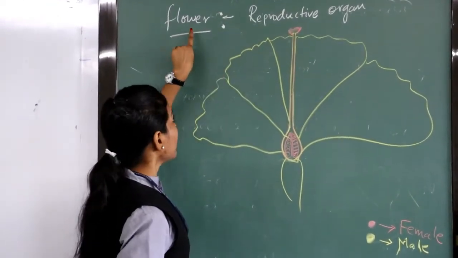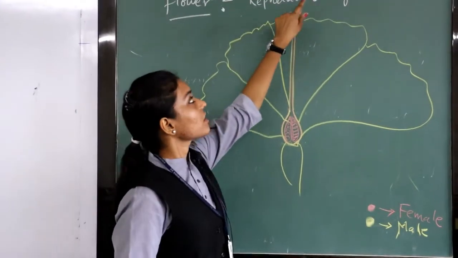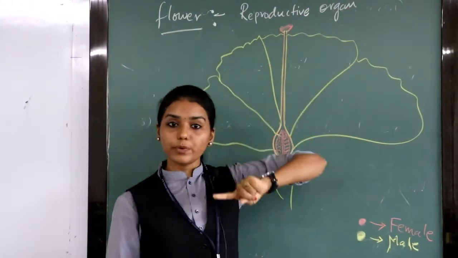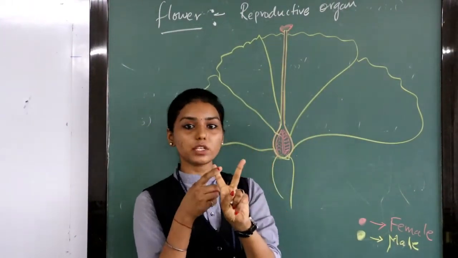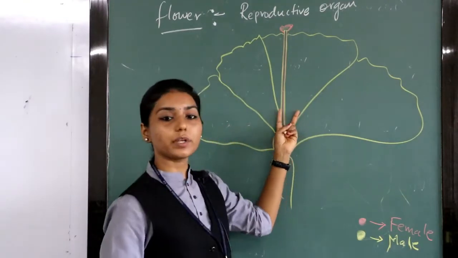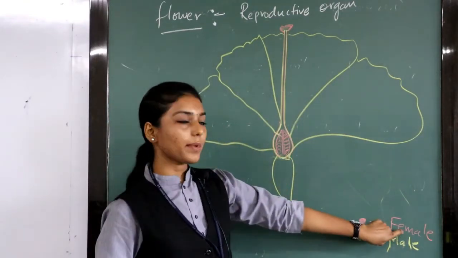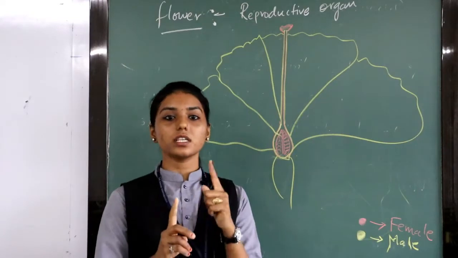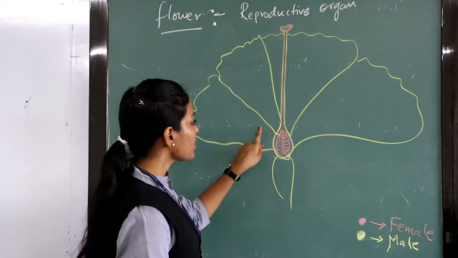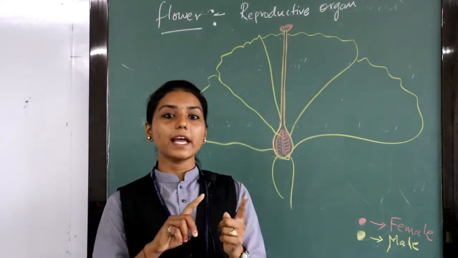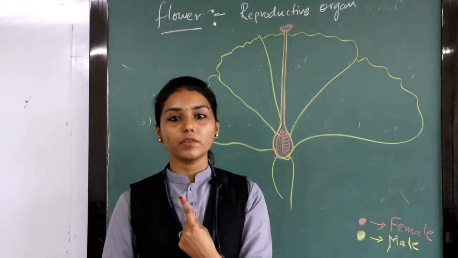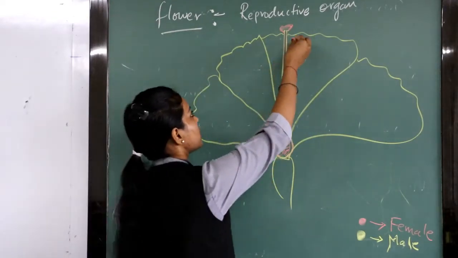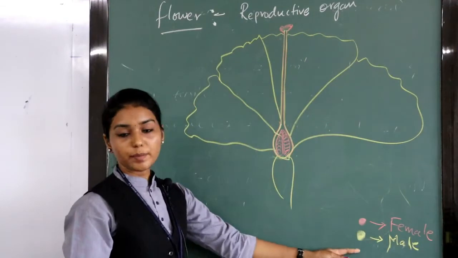We have said that a flower is what? It is a reproductive organ. So reproduction requires two individuals, so gametes are required. Those gametes are male and female. So hibiscus is an example of a flower which consists of both male and female parts in a single flower. Okay. Now we will see the female part first.